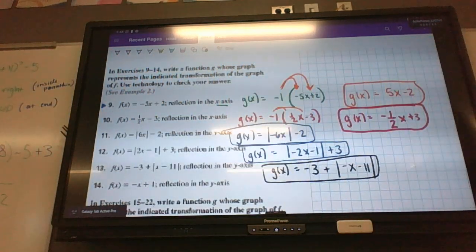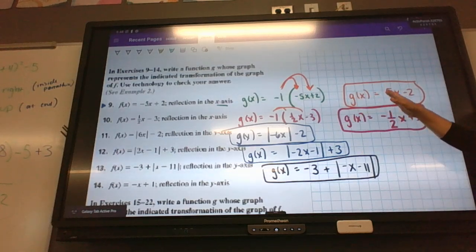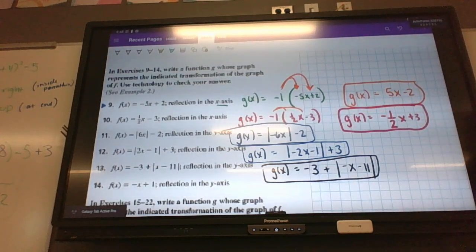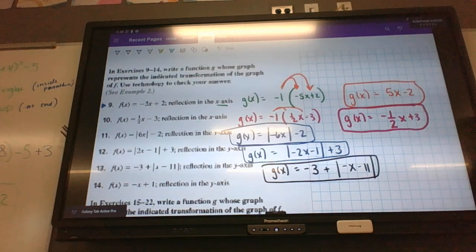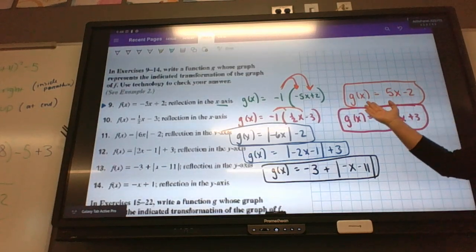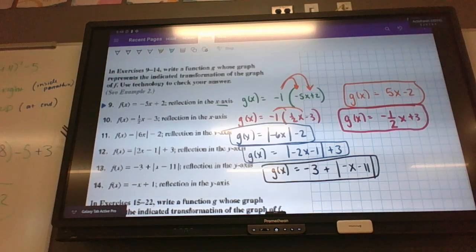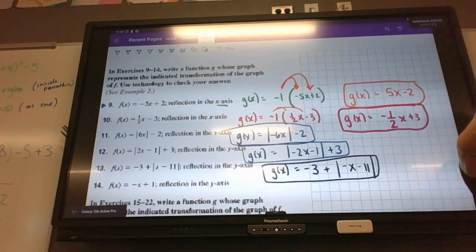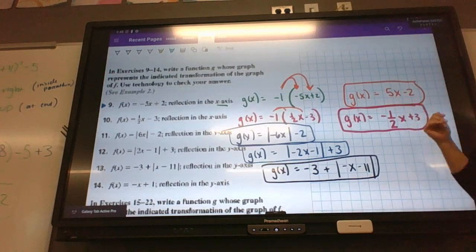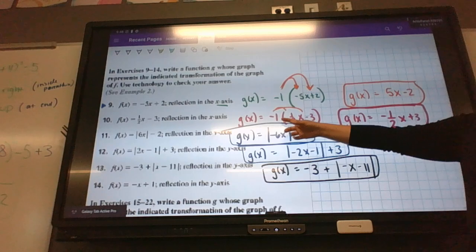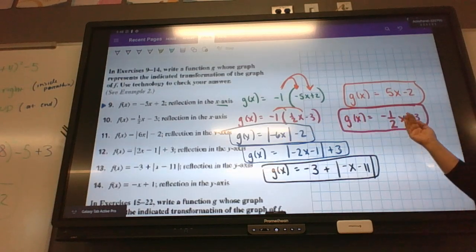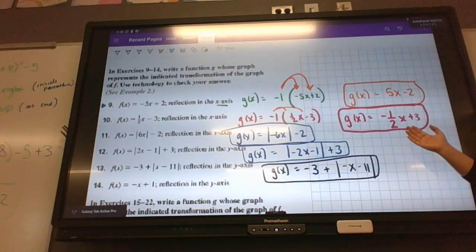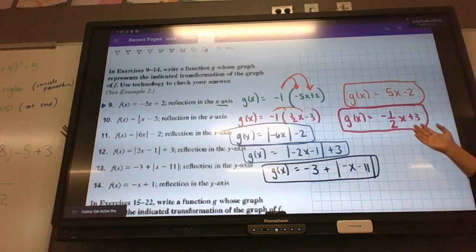Here's the answer for the first one. G of x is 5x minus 2. Also, as you're looking at your answers, if you wrote y equals, go ahead and make it g of x. Or if you kept it f of x, change it to g of x. It's more accurate that way. The original is f. We're changing it somehow. We'll call the new one g. So on number 10, I distributed -1 through, and now this shows a reflection in the x-axis.